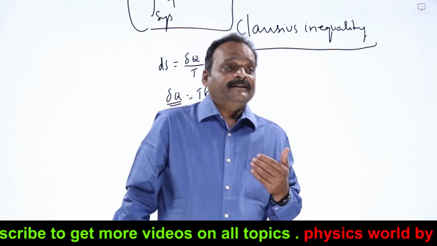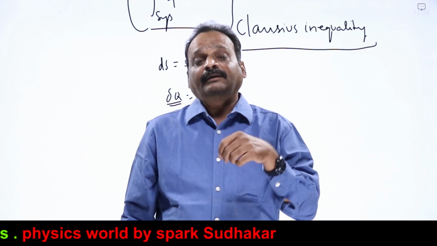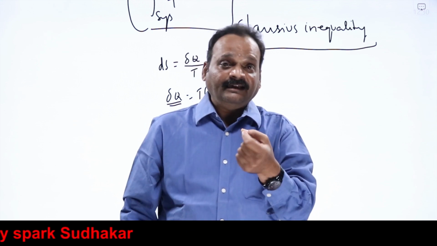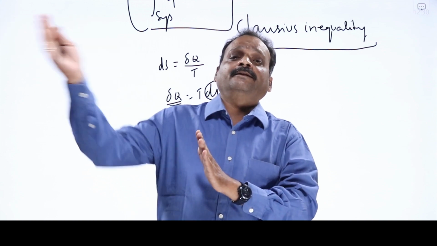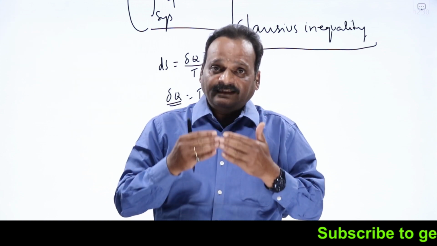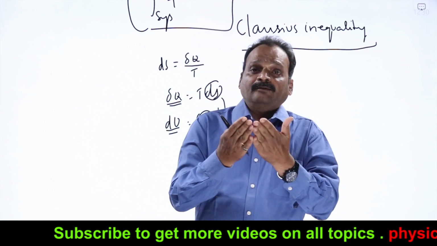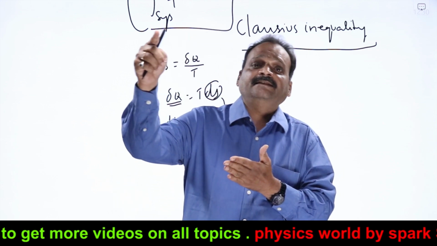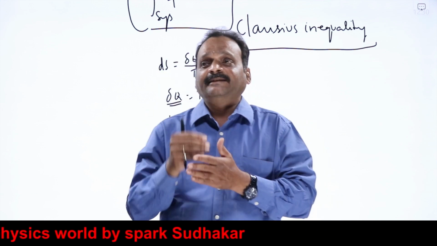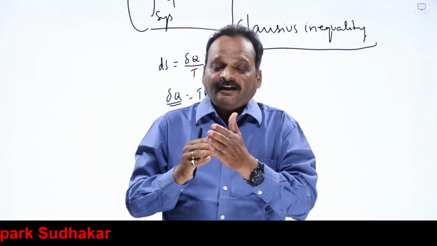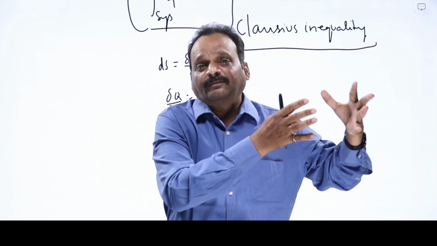Some people equated it to unavailable energy. What is unavailable energy? Energy is there, but energy which cannot be converted into useful work is known as unavailable energy in the universe. So if a system's entropy is more, people said its unavailable energy is more. If a system's entropy is less, unavailable energy is less. That is related to entropy, they said.